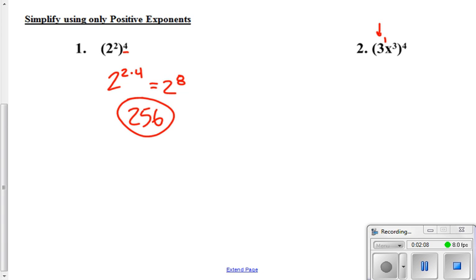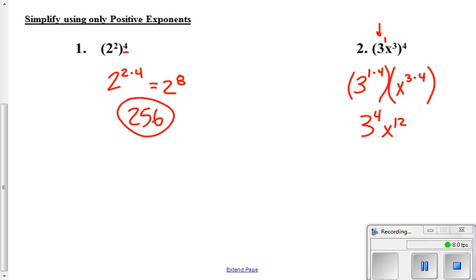So what I like to do is take everything inside your parentheses and raise it to the power of 4. So here's 3. This did have a power of 1. We're going to raise it to the 4th power, so we'll multiply by 4. And then we'll deal with the x. We have x to the 3rd power, raising it to the 4th power, multiply. We have 3 to the 4th and x to the 12th. We can simplify further, figuring out what is 3 to the 4th power, giving us 81 x to the 12th. Power to power, multiply.